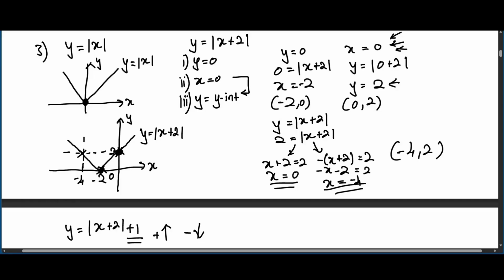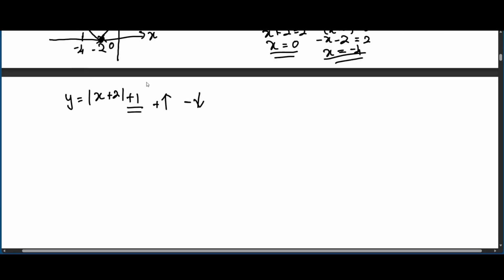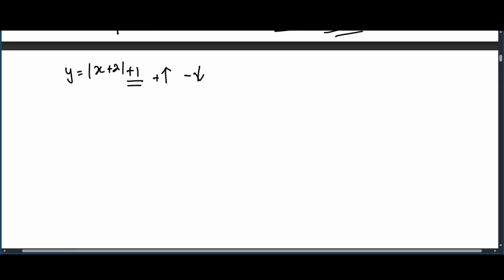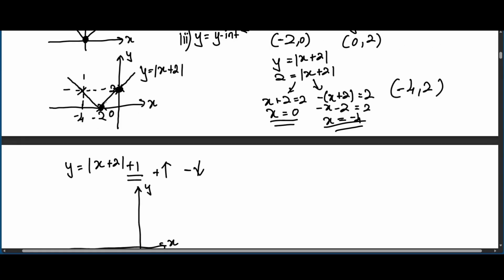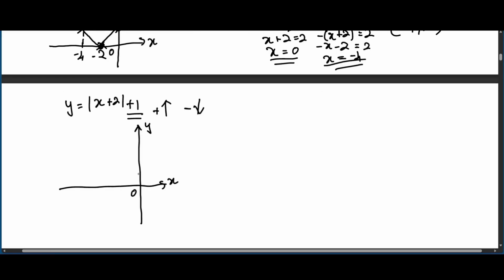Those 2 points must move up by 1. Plus 1 means move up by 1. All right, let's sketch it. First of all, label your graph: 0, y-axis, x-axis. If the vertex moves up by 1, it will no longer be at 0, it will be at 1. So let's say 1 will be here, and then let's say it's -2. It moved up by 1, so the vertex will be here.